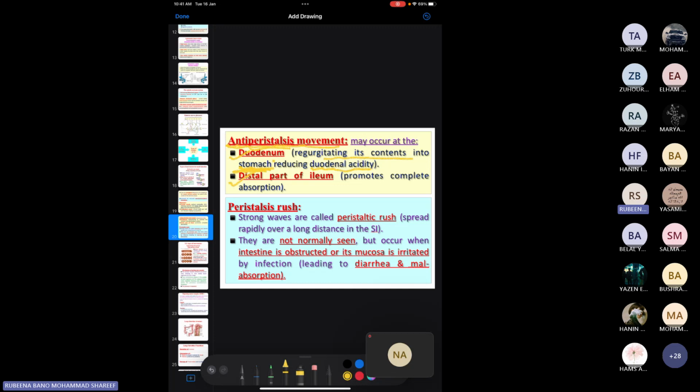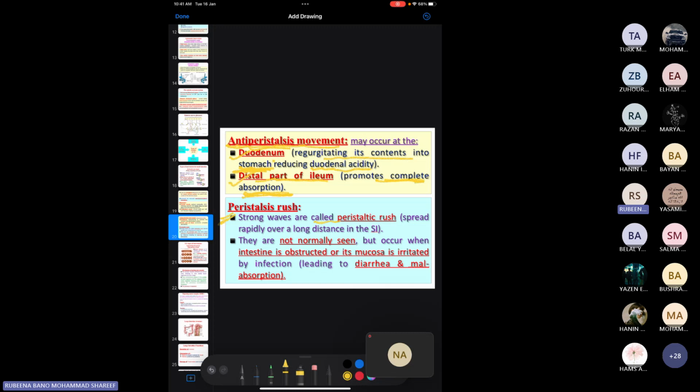Also, the distal part of the ileum has antiperistaltic movement to promote complete absorption of food. Then we have peristaltic rush. This is nothing but the peristaltic movement, just the one we have discussed in the previous slide, but it is very strong.